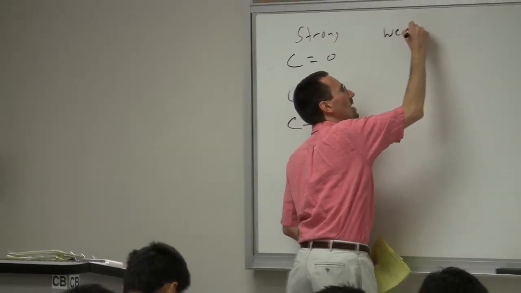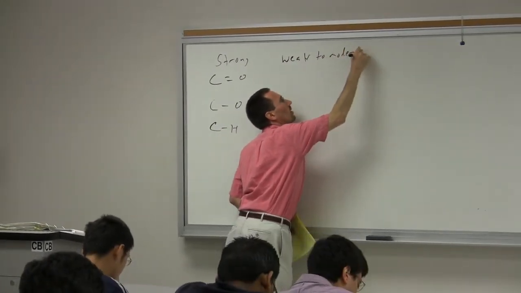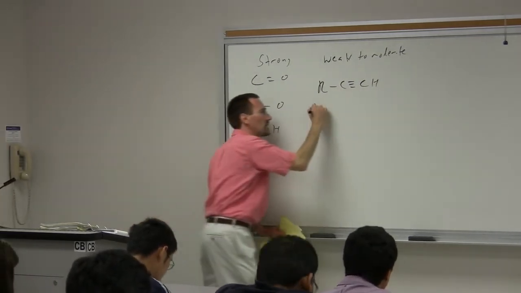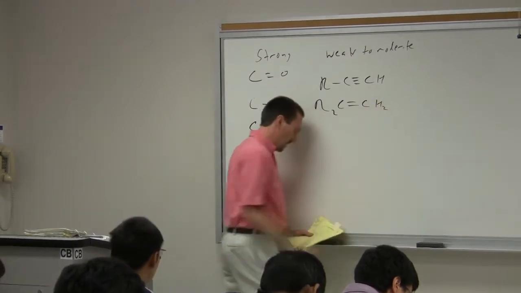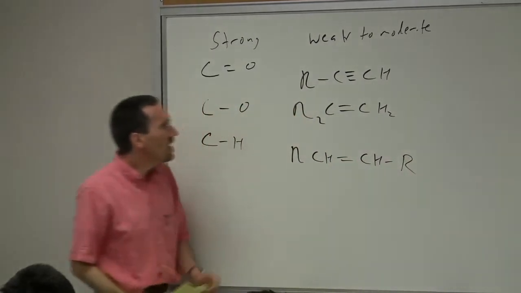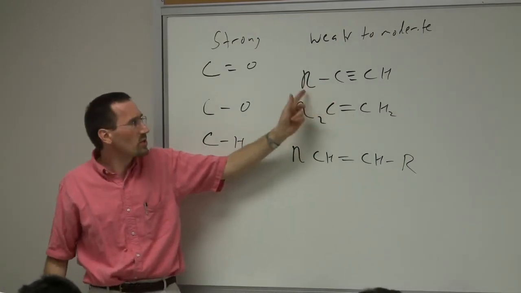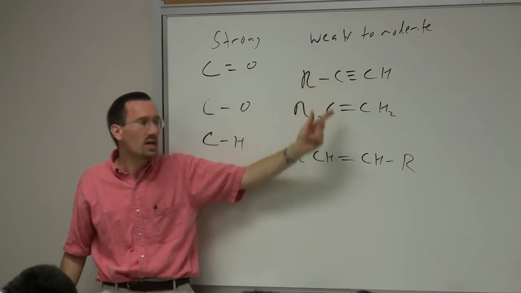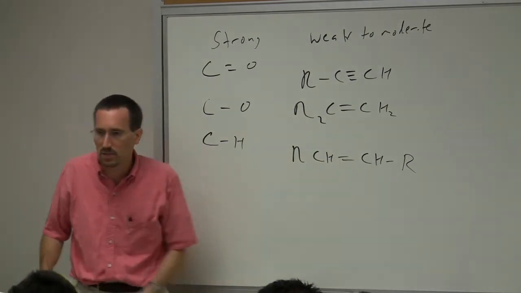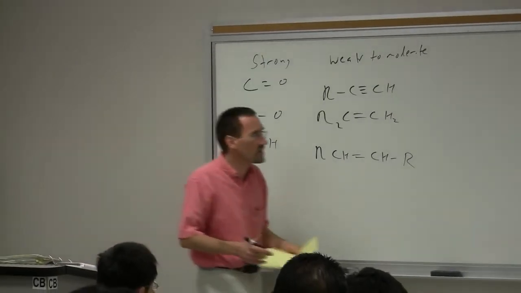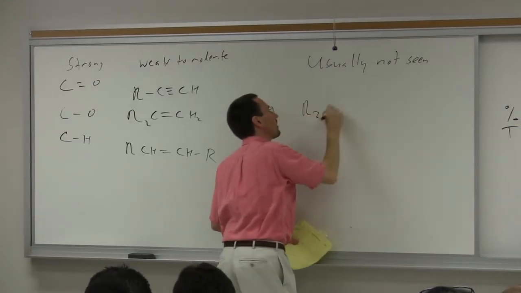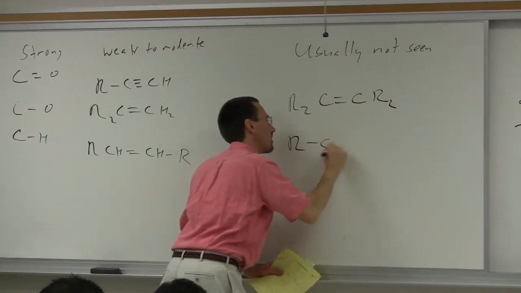Peaks that are often weak or moderate are compounds like alkynes, carbon-carbon triple bond stretches, alkene carbon-carbon double bond stretches, of various sorts, say terminal alkenes and internal alkenes. And we already talked about if there's no change in dipole moment, so if you have, say, an alkyne with two alkyl groups on the end, you're probably not going to see, or almost certainly won't see, the carbon-carbon triple bond stretch. If you have an alkene that's tetrasubstituted, you're probably not going to see the carbon-carbon double bond stretch. So let's say, usually not seen. Internal alkenes, internal alkynes.